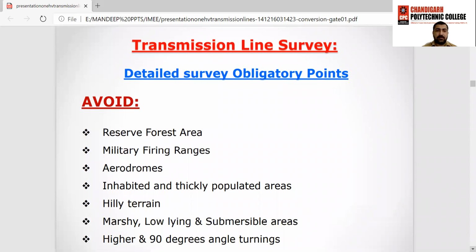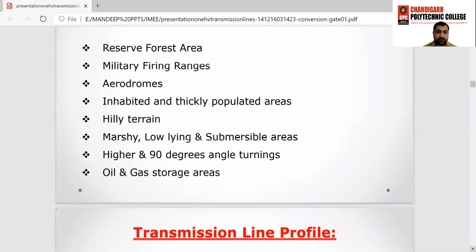During the detailed survey, we have to avoid reserve forest area, military firing ranges, aerodromes, inhabited and thickly populated areas, hilly terrains, marshy, low-lying and submersible areas, high and higher and 90 degrees angle turnings, oil and gas storage areas also.